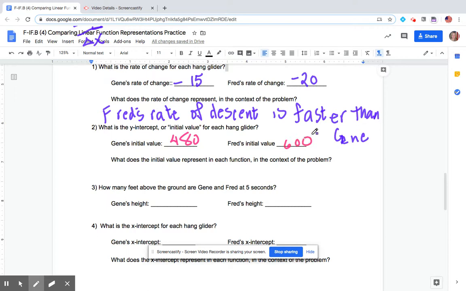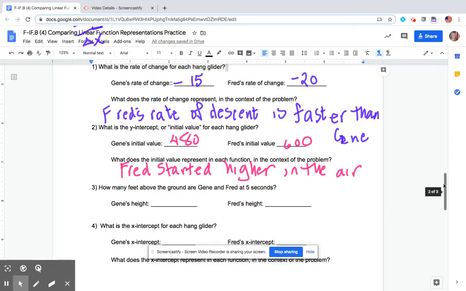And what does that tell you? What does that mean in the context of the problem? It says Fred started higher in the air than Jean did. How many feet above the ground are Jean and Fred at 5 seconds?